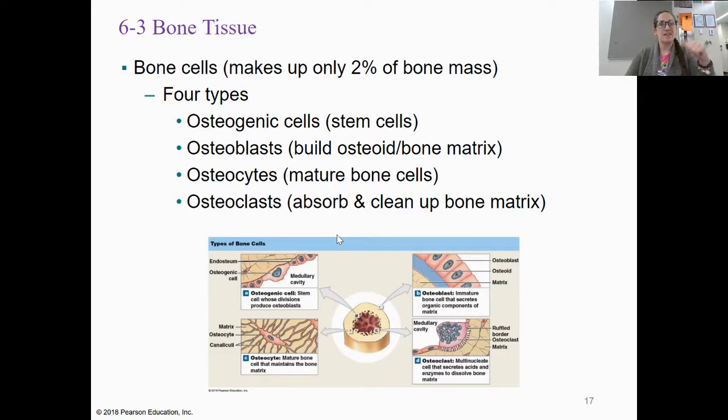You also have different types of cells that make up bone tissue, and you can see that they all begin with the prefix osteo.